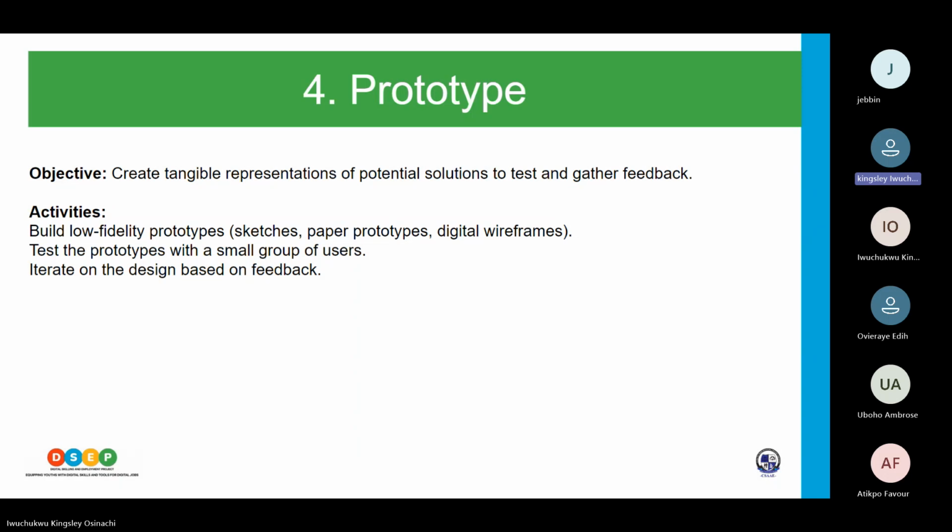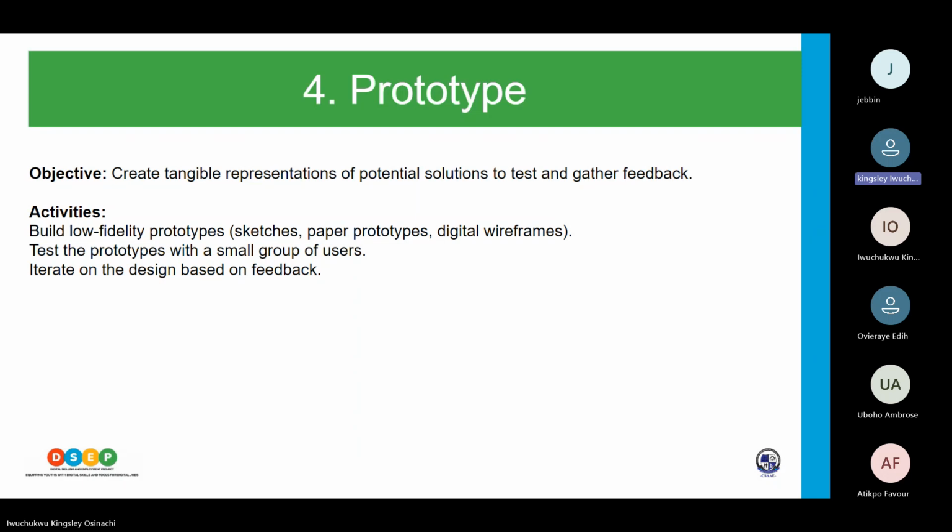You build a low fidelity prototype, sketch, paper prototype, digital wireframe. We'll see that when we start talking about prototypes. You'll see different types of prototypes, like the paper prototype with pen and paper. Then we'll see the digital prototype, the digital wireframe, which we'll be doing with Figma, right? So paper wireframe and digital wireframe.